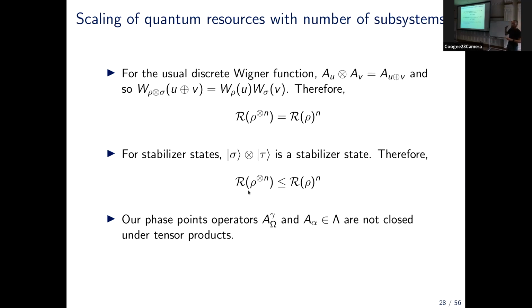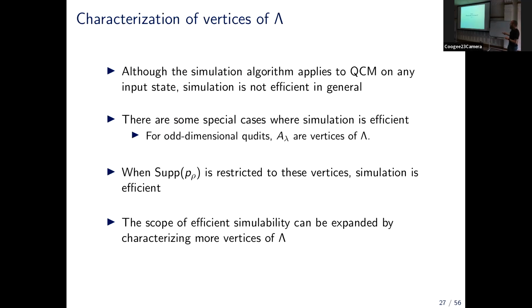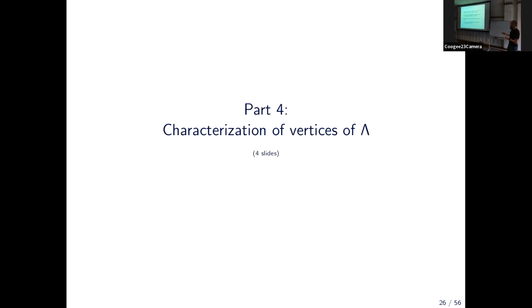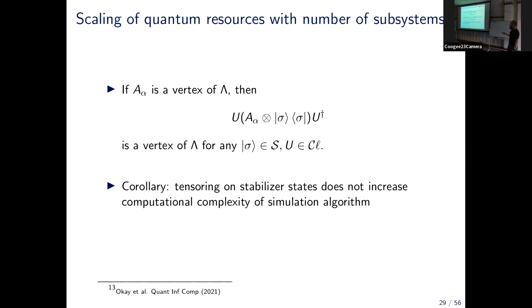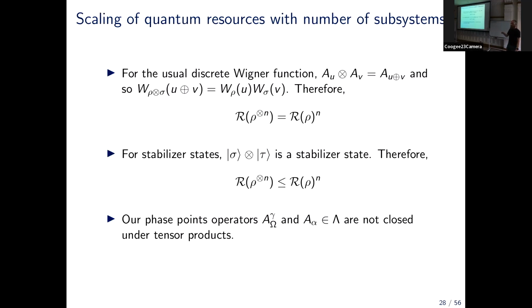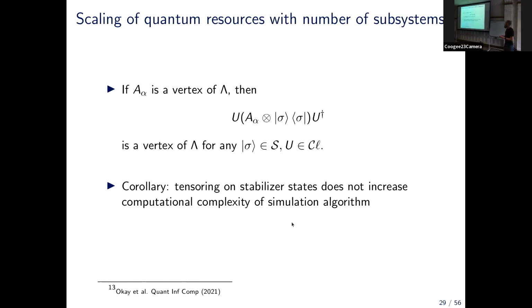But if you look at the 2 new models that I mentioned, I'll go back. The one coming from the non-contextual sets of Pauli operators and the new one based on the lambda polytopes, phase point operators are not closed under tensor products. And so it's much harder to come up with statements like this about the scaling of resources. That said, you can say some things.